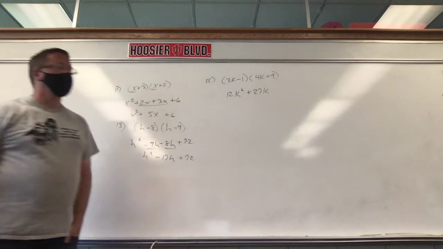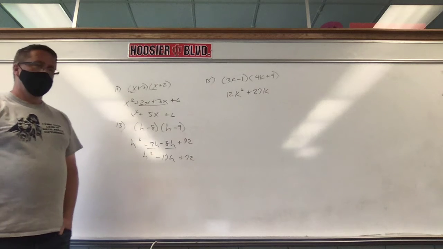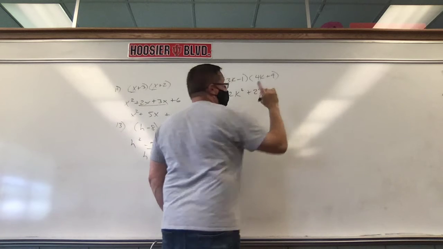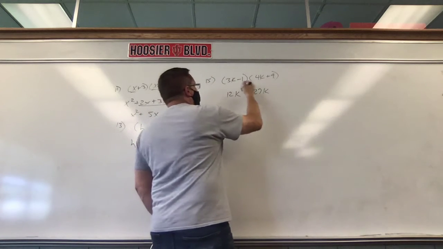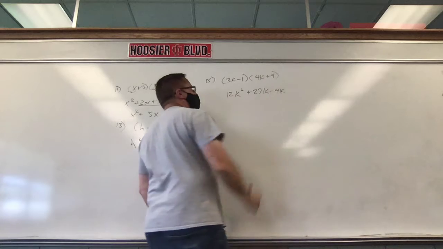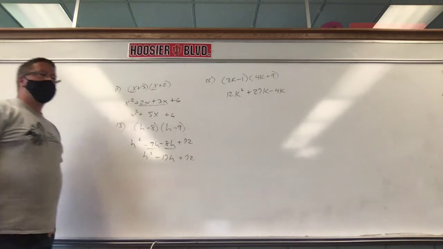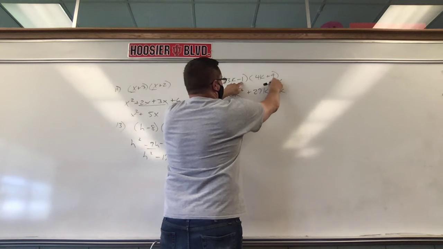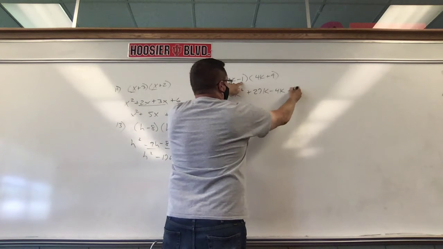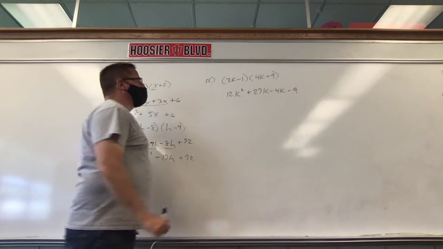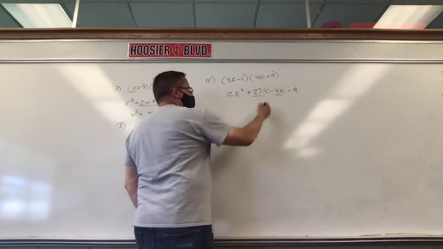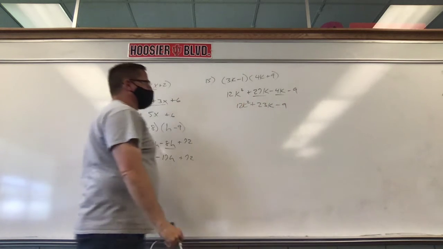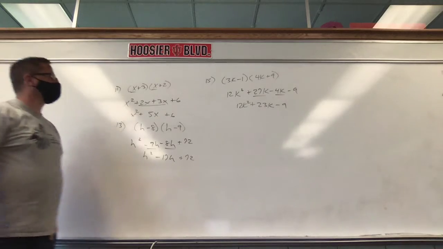Inners. Negative 1 and 4k. What's negative 1 times 4k? Timesing, quit adding. Negative 4k. Negative 1 times 4 is negative 4k. Lasts. If these were first, our lasts are what? Negative 1 and 9. Times them. Negative 9. Put together 27k and negative 4k, 23k minus 9, the 12k squared out front. Simple.